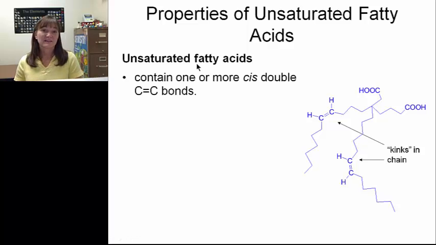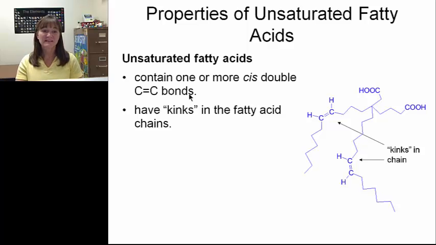So unsaturated fatty acids contain one or more cis double bonds. Nature tends to put carbon-carbon double bonds in the cis formation instead of the trans formation. Because of this cis formation, the fatty acids have what we call kinks in the chain. So instead of being a straight zigzag line, when you get to the double bond, it kinks the chain. If you look at the picture here, your zigzag has a kink, and then the rest of the chain goes off in a different direction because of the cis double bond.